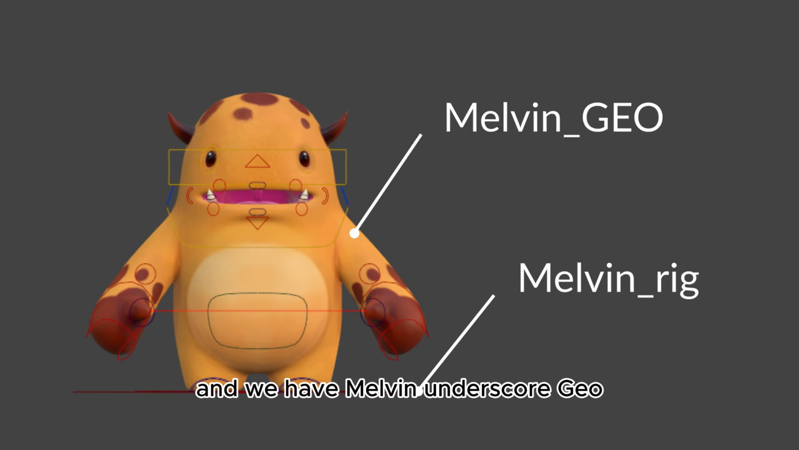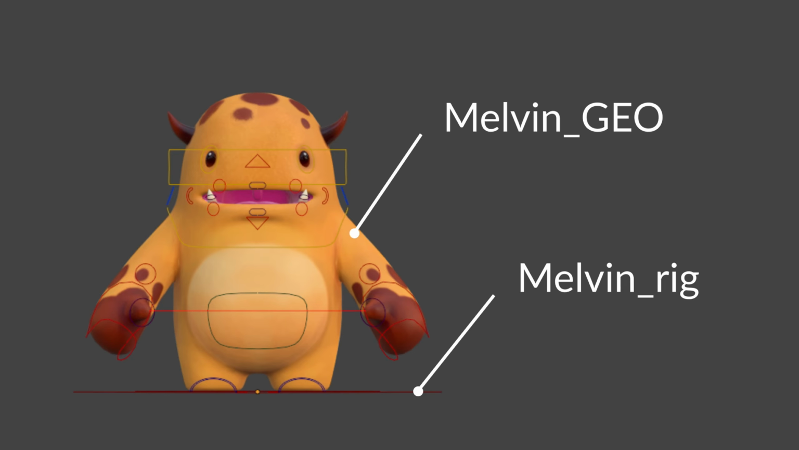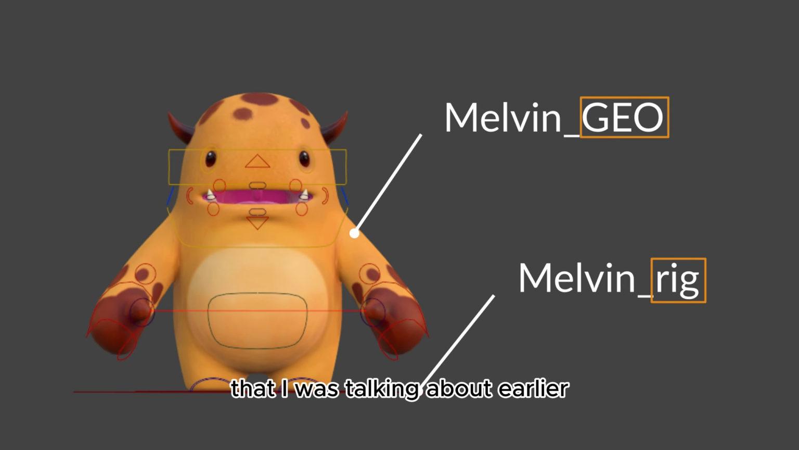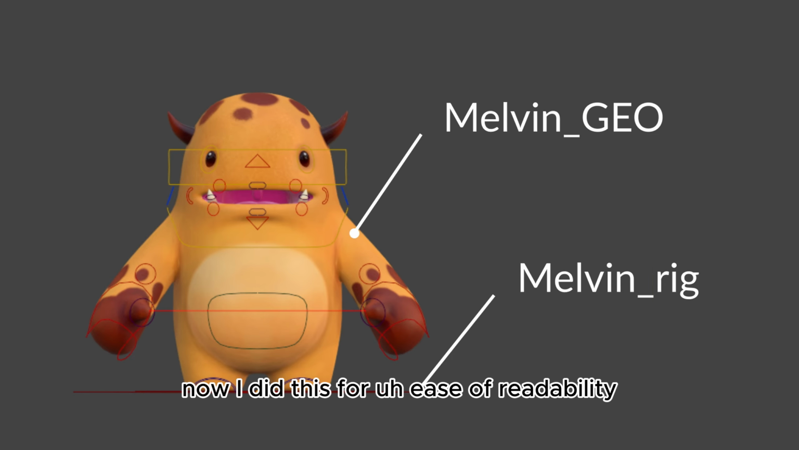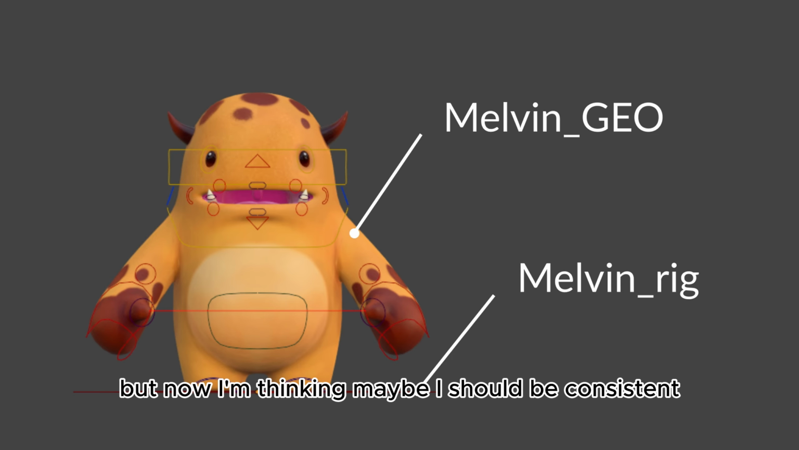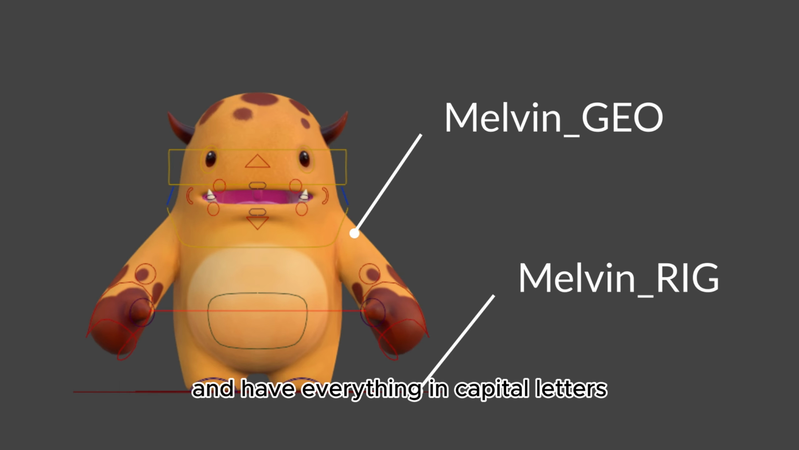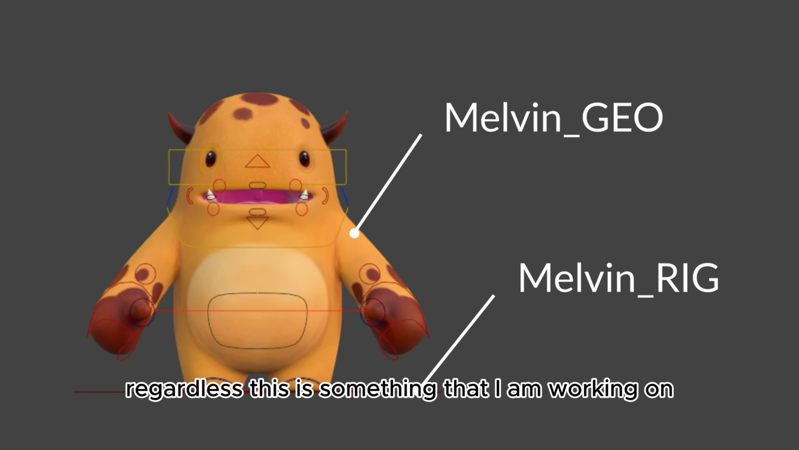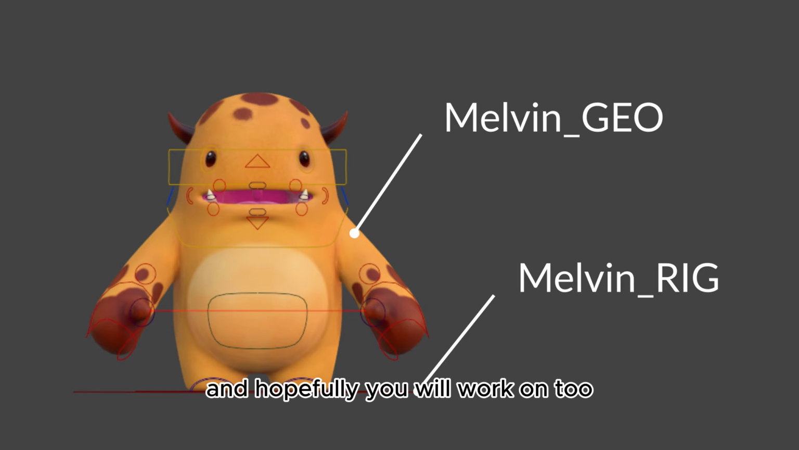And we have Melvin underscore geo. Now geometry is also called mesh. But you notice the naming convention, I always have the character name first and then the label of what it is. So that way they remain alphabetical. But this is one of the inconsistencies that I was talking about earlier. So I have the capital letters for geo and only have the lowercase for rig. Now I did this for ease of readability, but now I'm thinking maybe I should be consistent and have everything in capital letters. Regardless, this is something that I am working on and hopefully you will work on too.